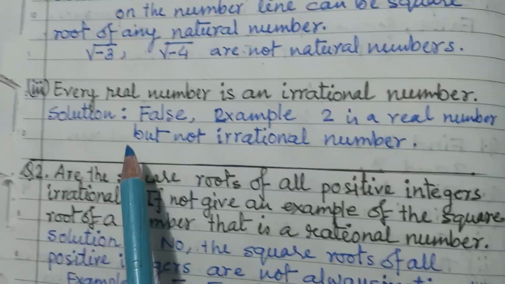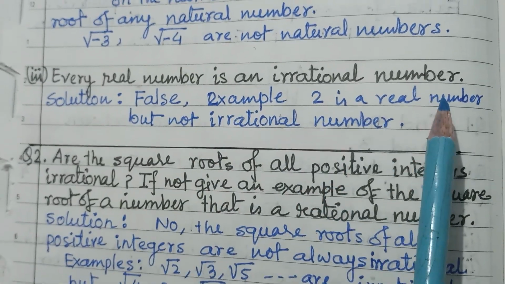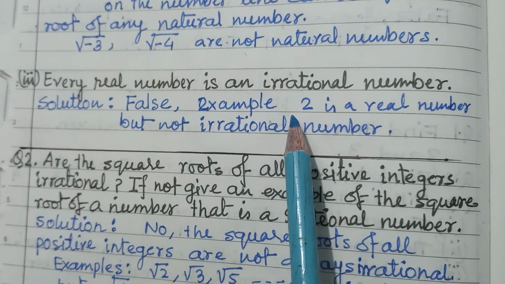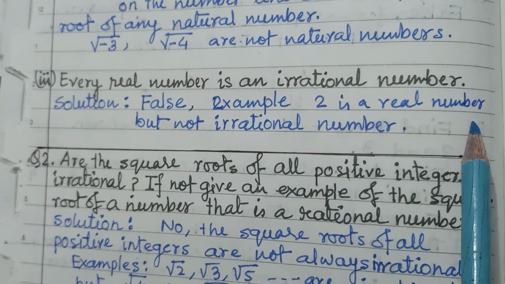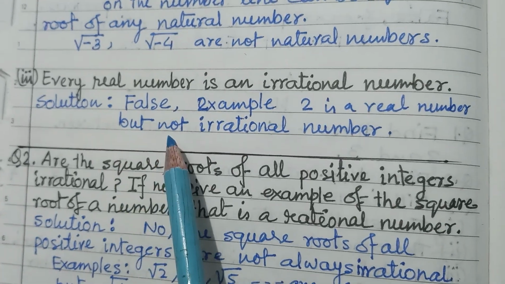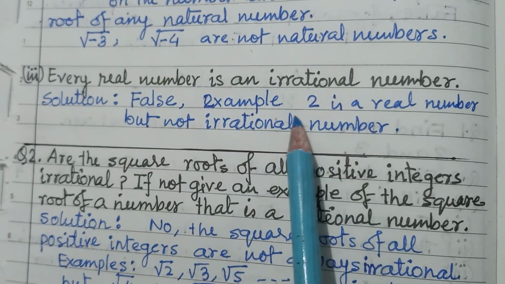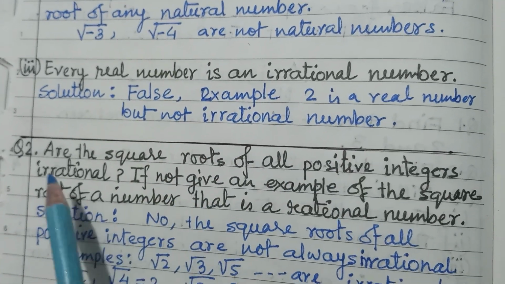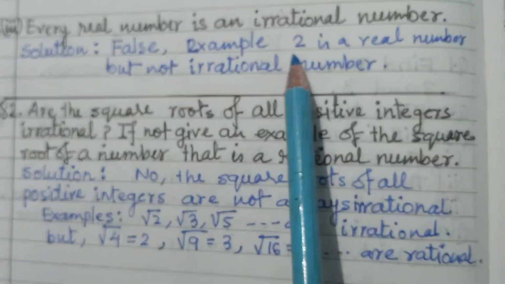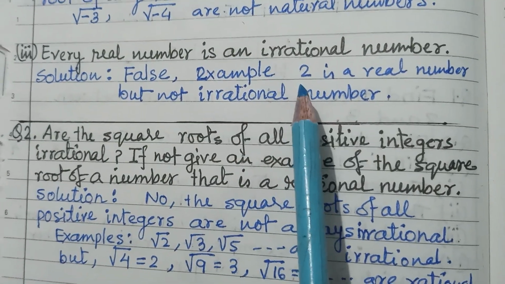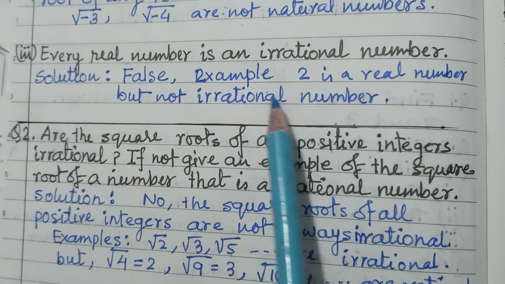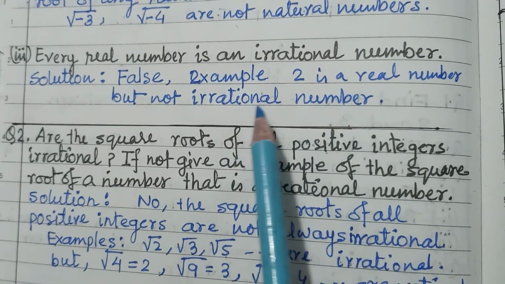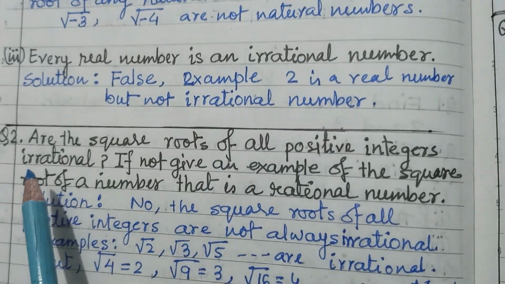Now third: every real number is an irrational number. It is also false. For example, 2 is a real number but not an irrational number; it is a rational number. That means every square number, 4, then 9, 16, these are rational numbers, not irrational numbers.